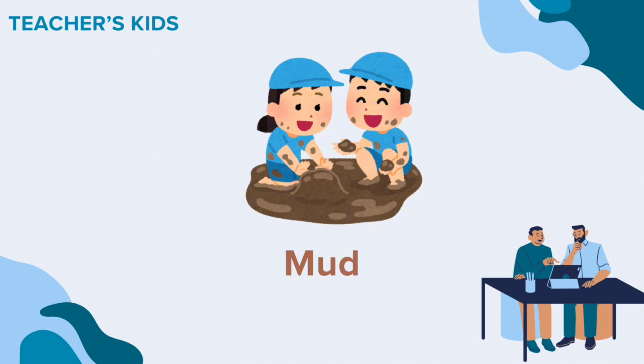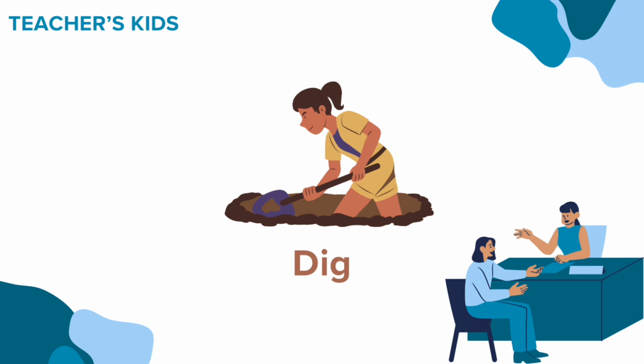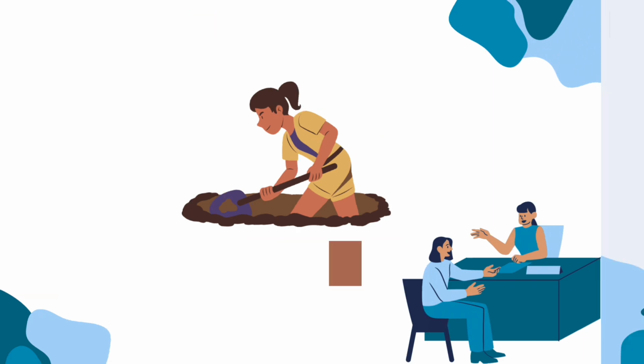After that, letter M sound. Letter M sound is m. So mud. And letter D. Letter D sound is d. So dig. Dig has the letter D sound.